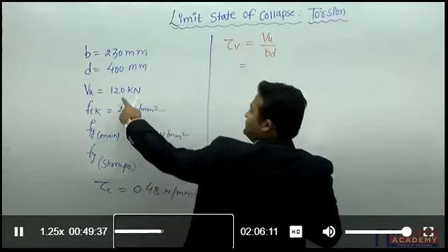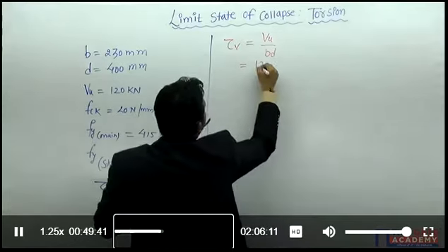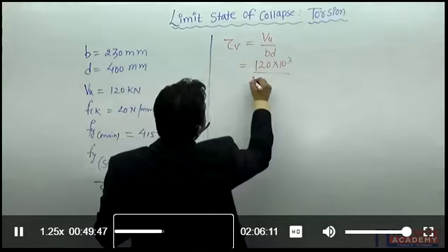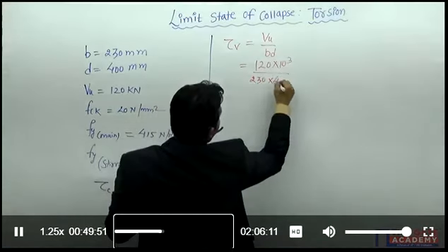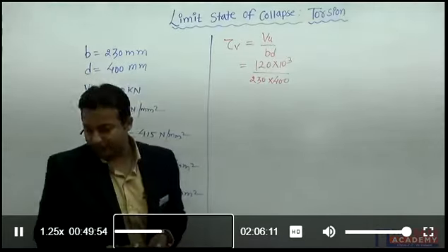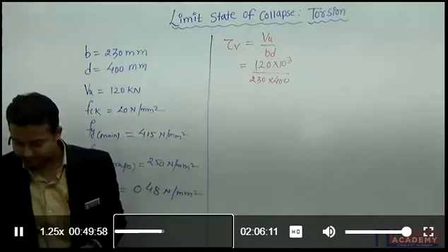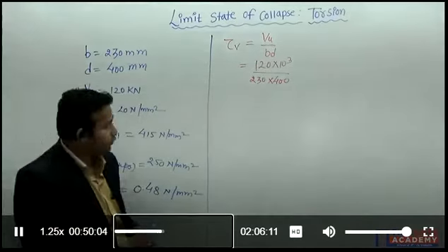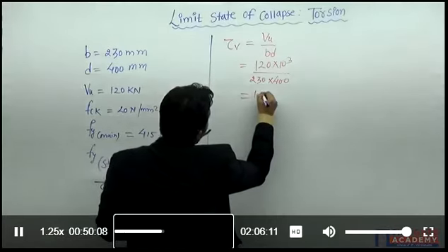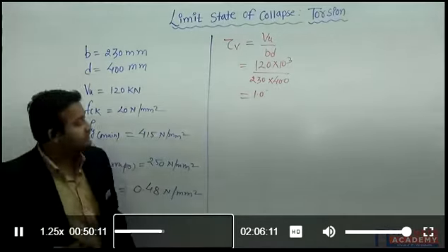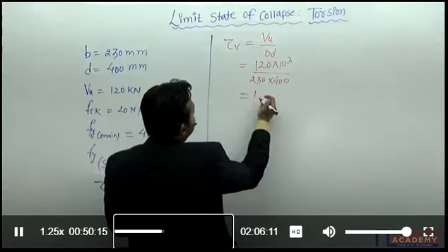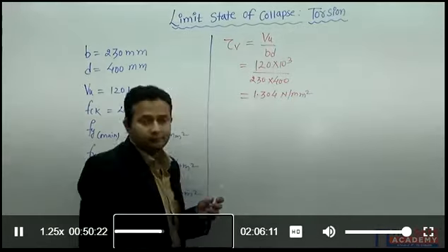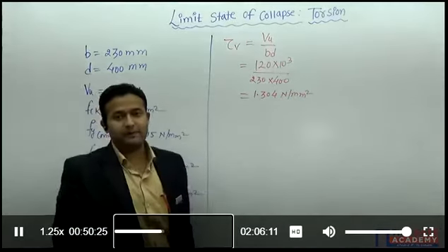Here the factored shear force is 120 kilonewton. So 120 into 10 to the power 3 divided by b into d. The effective depth they have given is 400 mm and the width is 230 mm. Let's calculate the value of tau v. I am getting the value of tau v as 1.304 Newton per mm square.